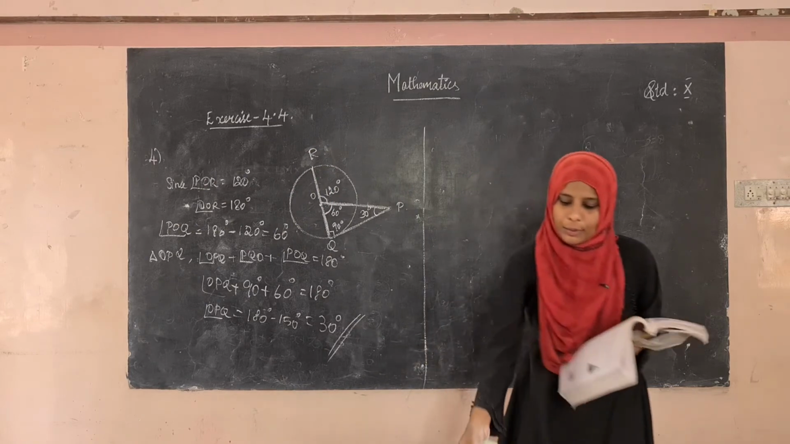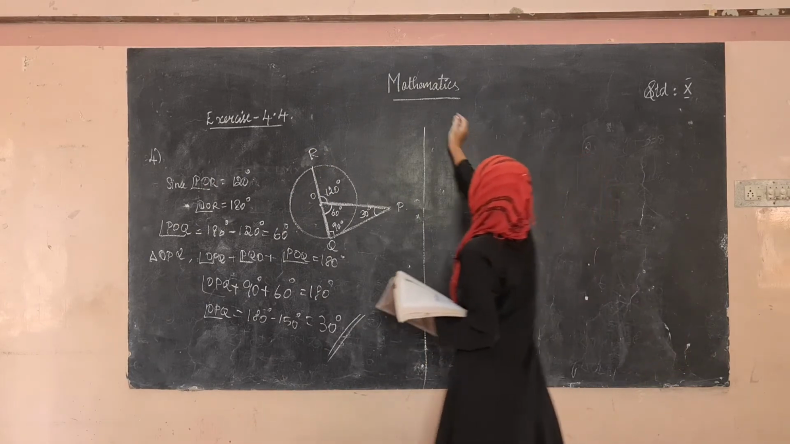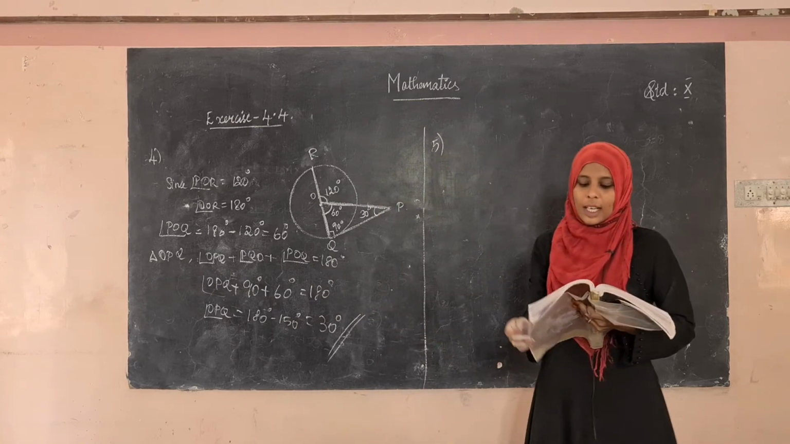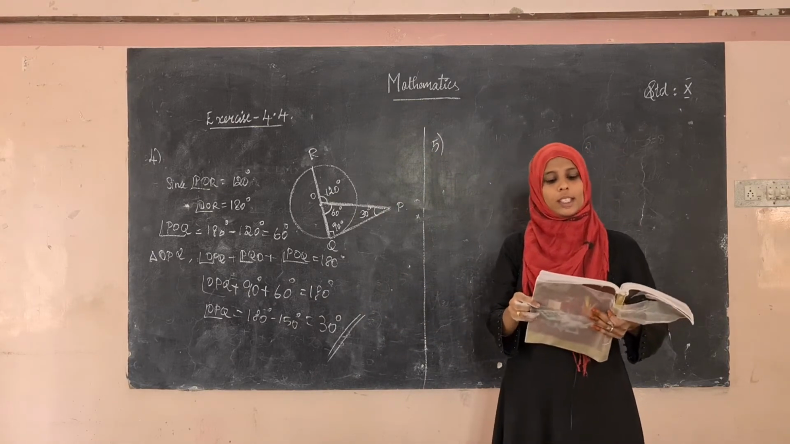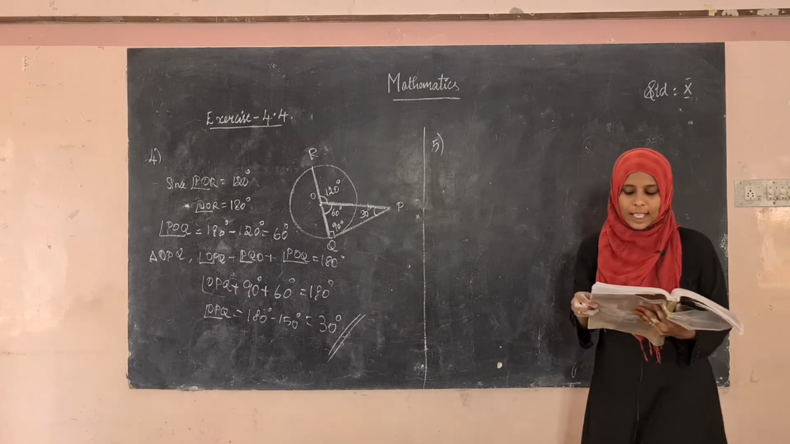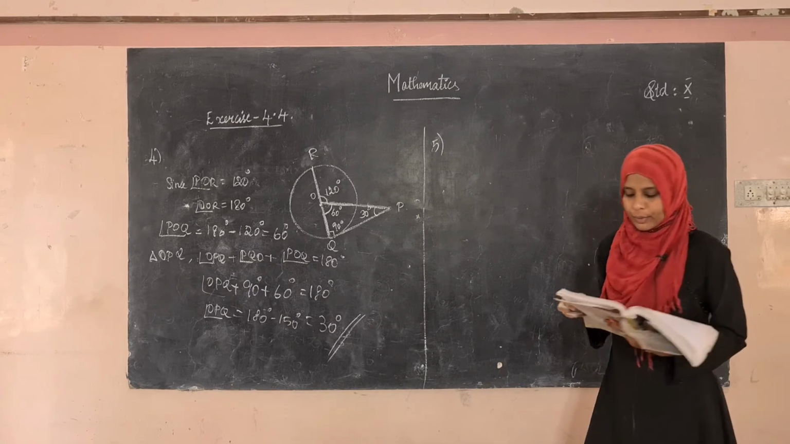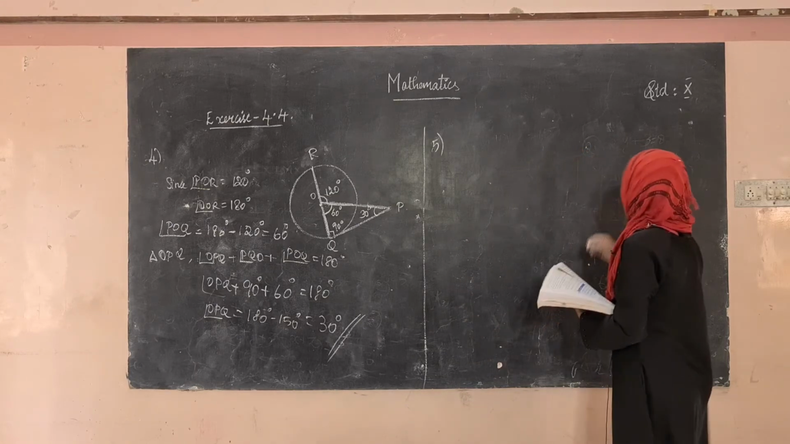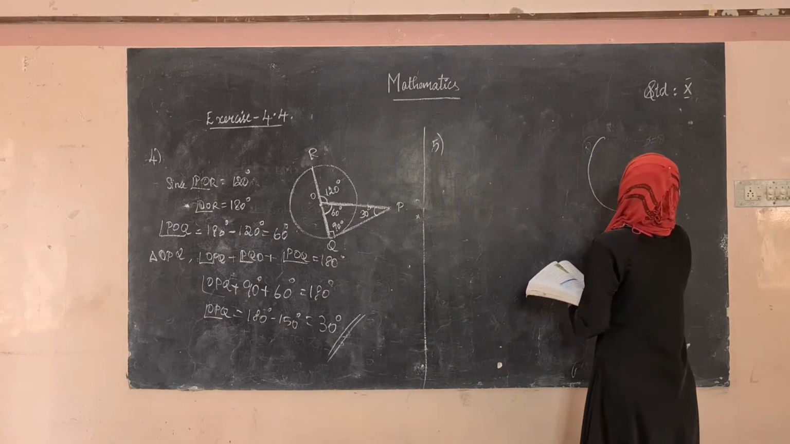Okay, now let us see the fifth sum. What's the question? A tangent ST to a circle touches it at B. AB is a chord such that angle ABT is equal to 65 degrees. Find AOB. They have asked us to find the angle again. So it is about a tangent and the circle.